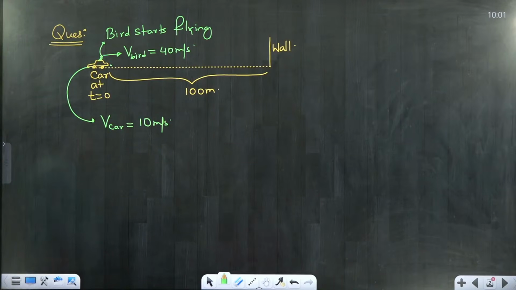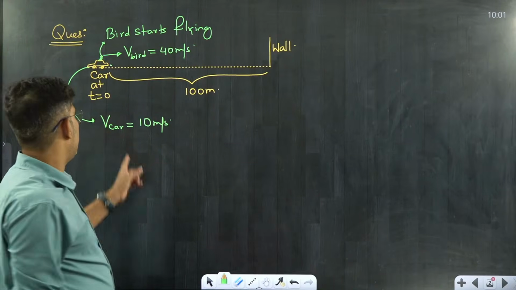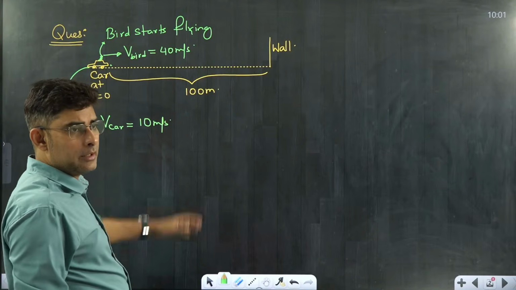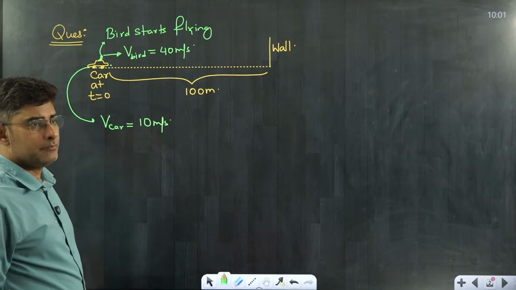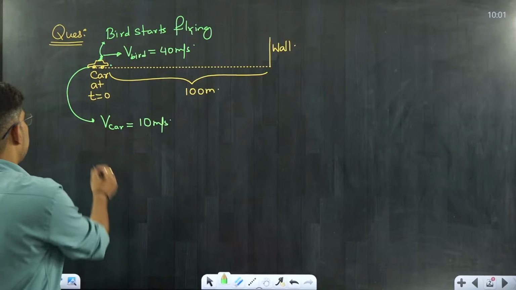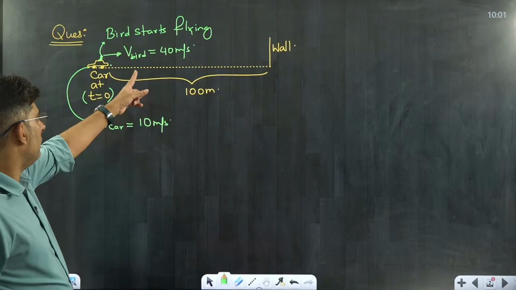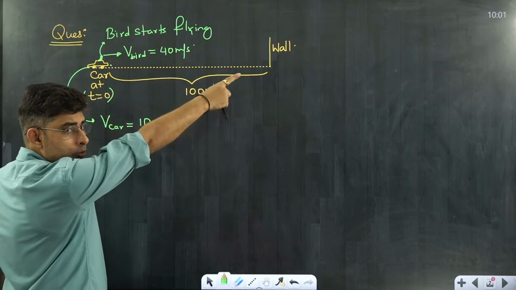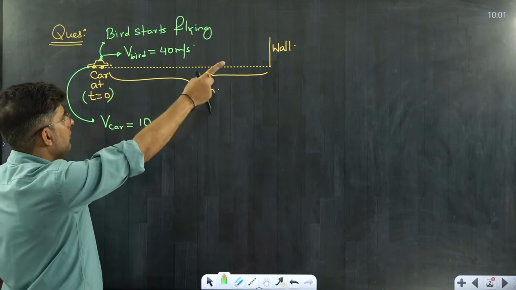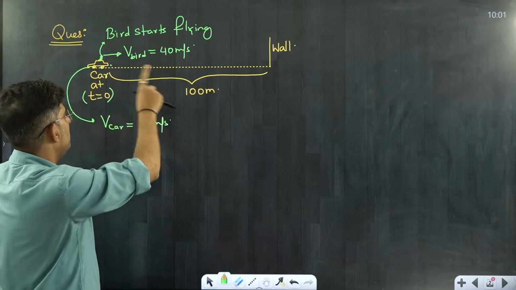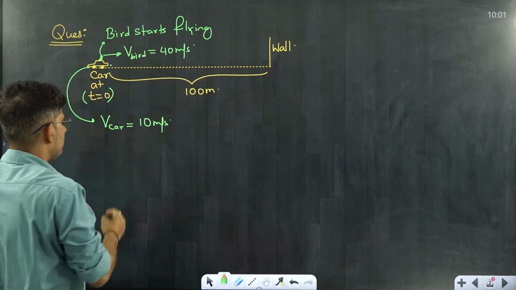So 40 meter per second is the speed of the bird, whereas the speed of the car is 10 meter per second. The bird is very fast. Both start at the same time, t equals 0. Now the bird goes to the wall and keeps on moving to and fro till the car reaches the wall.